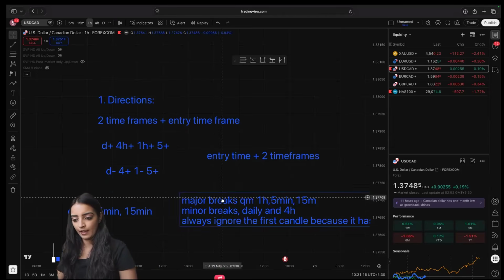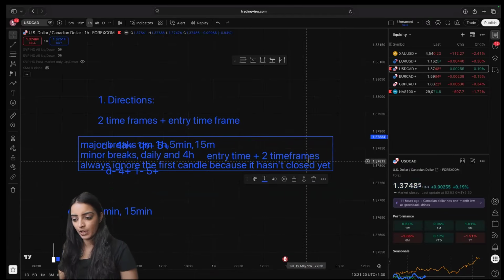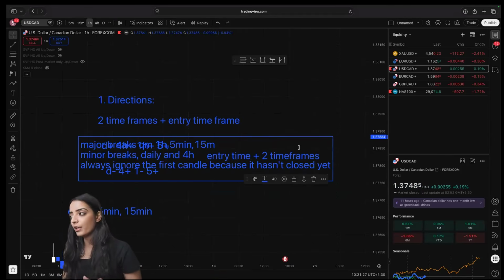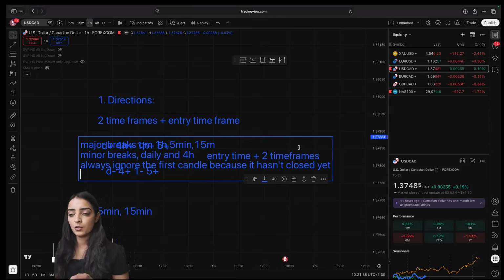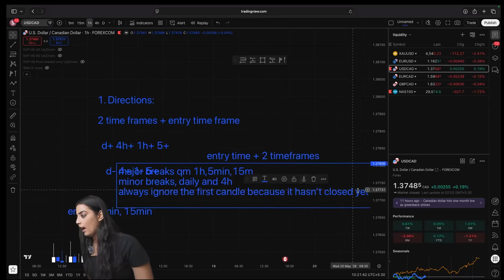Cool? You mean the running candle? Yes, by first candle, I mean whatever candle is running right now. The only time the first candle can be included is during the weekends, because the market is closed, so the candle has been closed. But the rest of the time, 24/5, the markets are open, so you'll have to ignore it.